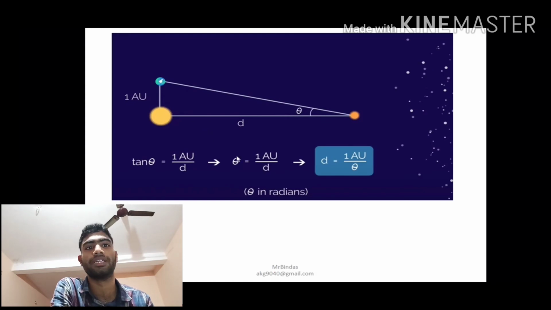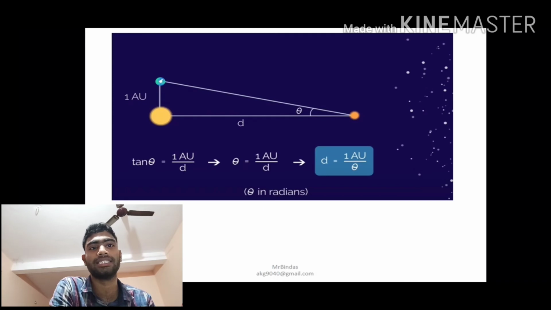Here if we put the trigonometric formula, that is tan theta equal to the perpendicular distance by the base distance. Here the perpendicular distance means the distance between the sun and earth, and it is already calculated, it is equal to 1 astronomical unit. I already told you that 1 astronomical unit means the average distance between the sun and earth. It is not the exact distance. So here we will put tan theta equal to 1 AU by D.